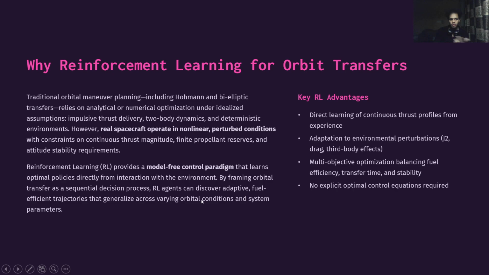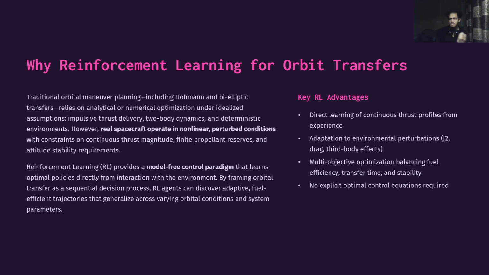By framing the orbital transfer as a sequential decision making process, RL agents can discover adaptive, fuel efficient trajectories that generalize across varying orbital conditions and system parameters. The advantages range from direct learning of continuous thrust profiles from experience, to non-ideal cases and multi-objective optimization. The constraint equations become way more difficult when we are optimizing multiple things, so that is getting solved here.